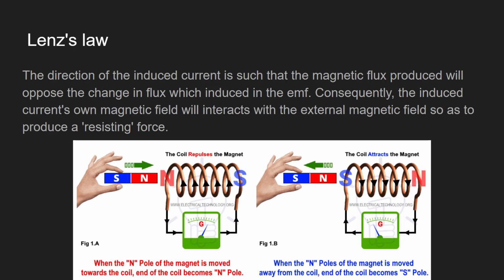Lenz's law is about inducing current. No. Faraday's law is about inducing current and inducing voltage. Lenz's law is about an induced B field to prevent the B field change. Okay, so because there is an opposing B field, we will have an induced current finally. B field to E field and current. Still you can understand, huh?